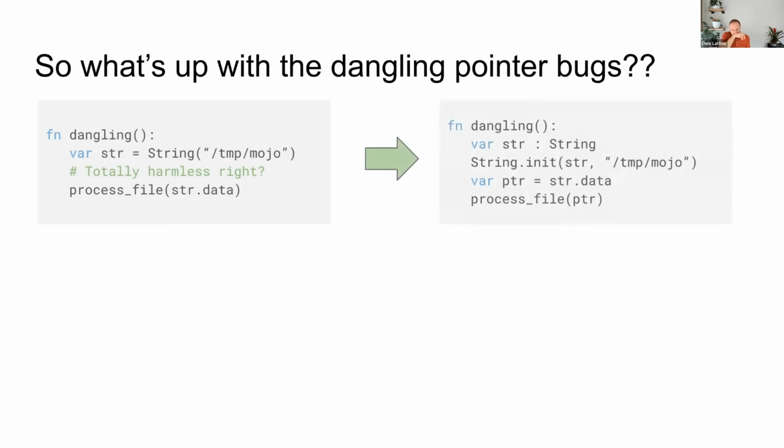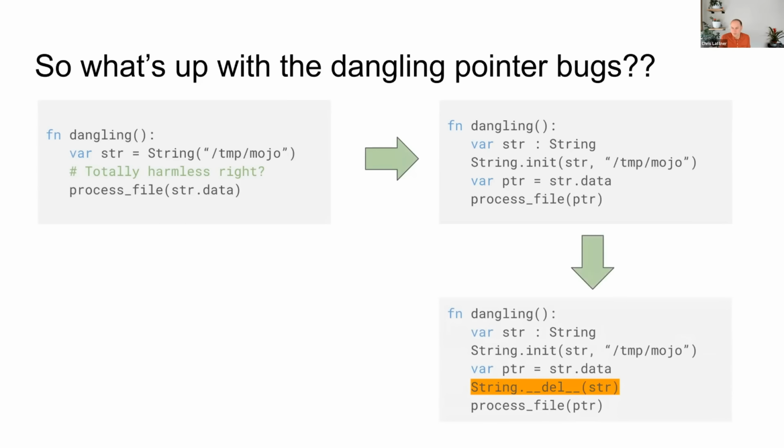I'll be a compiler guy and lower this down. At the IR level, you get something that looks like this. You create your string on the stack, it's uninitialized. That fancy initializer syntax is actually just calling the initializer on the uninitialized value. That's fine. Then I get the pointer out of the data, and I process the file. So this is what comes out of the type checker. What's wrong with this picture?